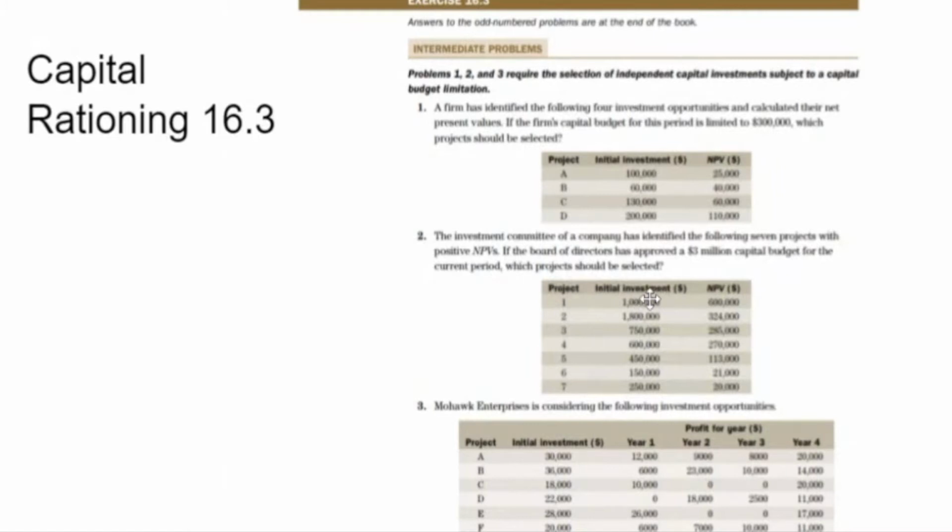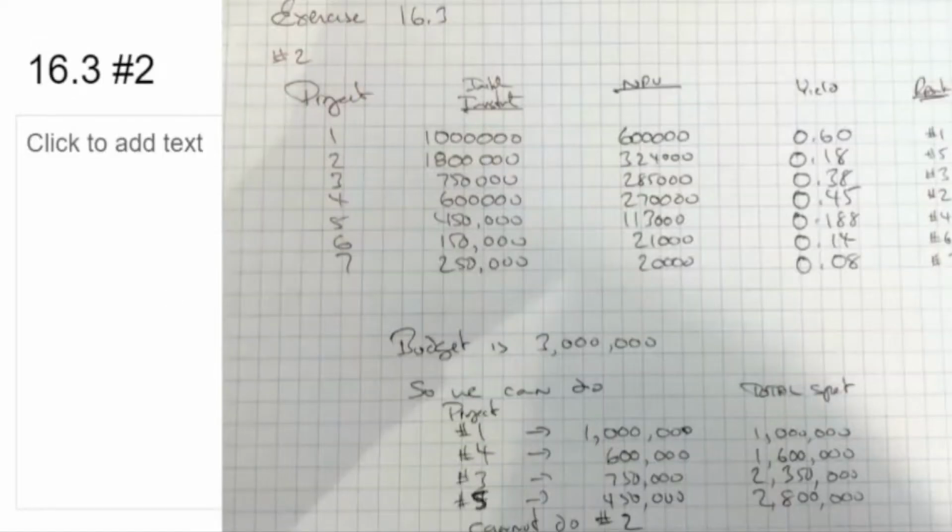So what we would do is we assess the investment relative to the net present value. So let's take a look at the mechanics of it here. So here's project 1. Here's the investment. Here's the net present value. That divided by that will give what's called the yield, or 60%. In other words, the net present value is 60% of the initial investment. In the case of project 2, the initial investment is $1.8 million. The net present value is $324,000. That's a 0.18. In other words, net present value is 18% of the initial investment.